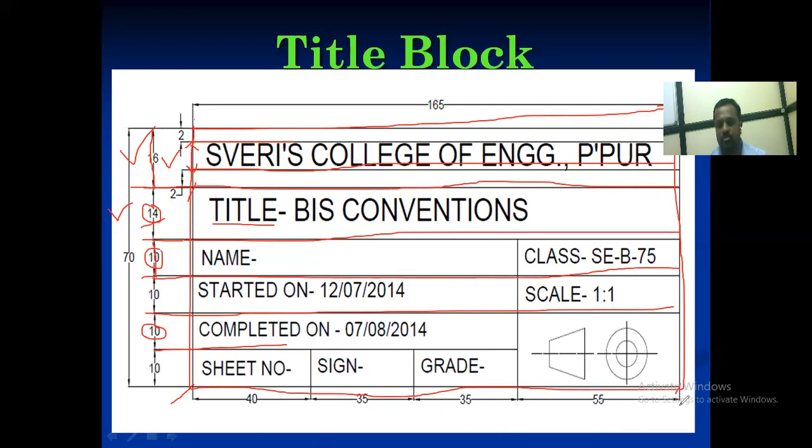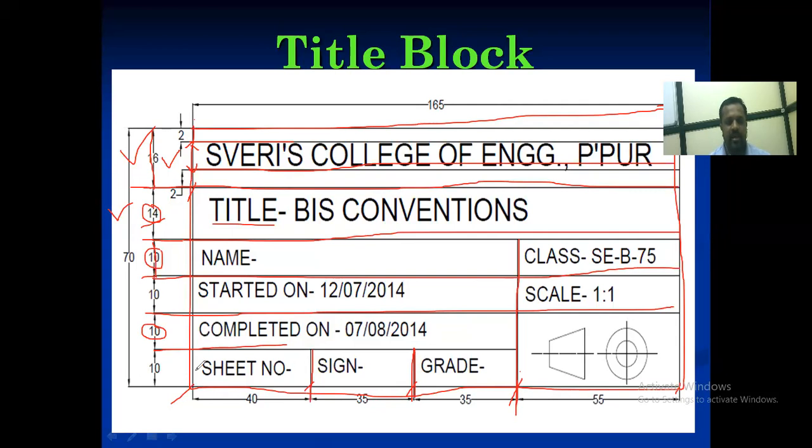Okay, from this point we have to take 55 mm, mark 55 mm, and from this draw one vertical line. From this point, we have to take a 35 mm distance, mark this and draw only that much line. Again from this 35, we have to take another 35, and draw this vertical line up to this 10 mm like this.